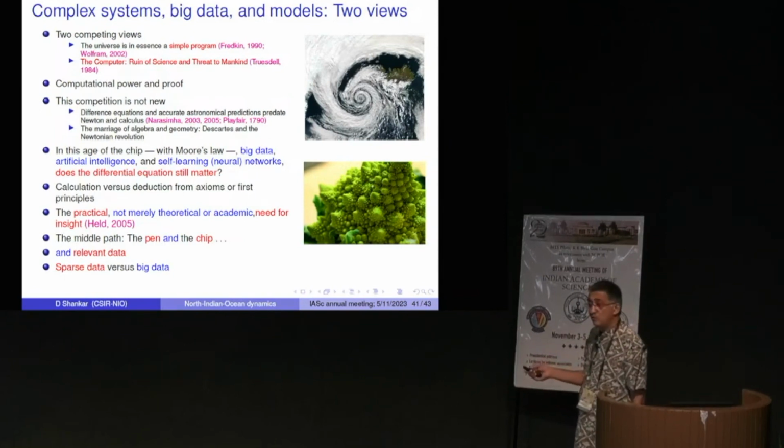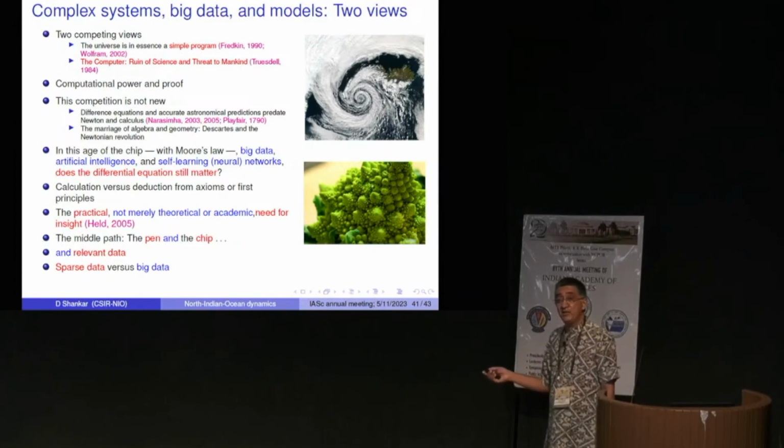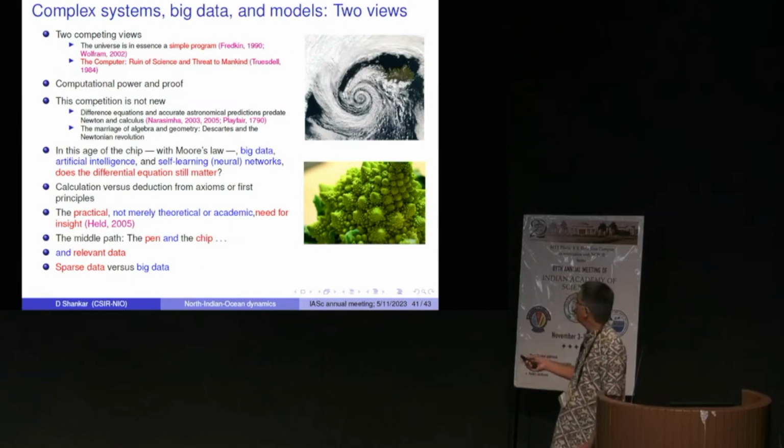So is this how atmospheric science works? This is not broccoli. This is another fractal image. So does nature 3D print broccoli? So this is one extreme view. And that is what we are kind of heading towards with artificial intelligence.